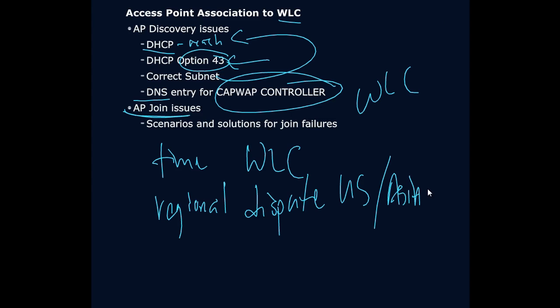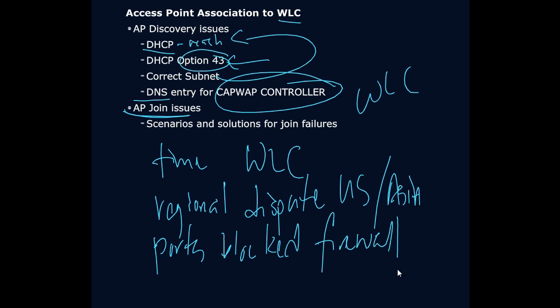And last but not least, on AP join issues, what I really want to mention here is ports being blocked. By who? By your firewall. This can also be a great issue when your AP is trying to join your wireless LAN controller. If we're blocking the ports, all communication has stopped over those ports. Big issue. We're unable to join the wireless LAN controller. So those are some of the issues we would see with an AP trying to join a wireless LAN controller and it all falling apart on us.